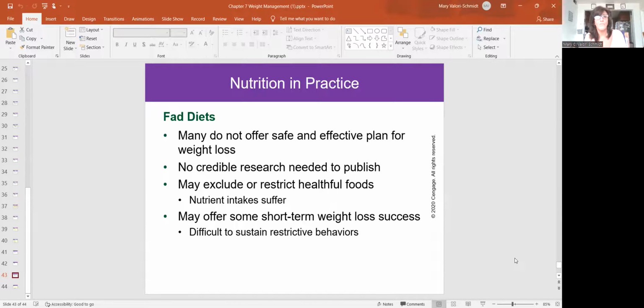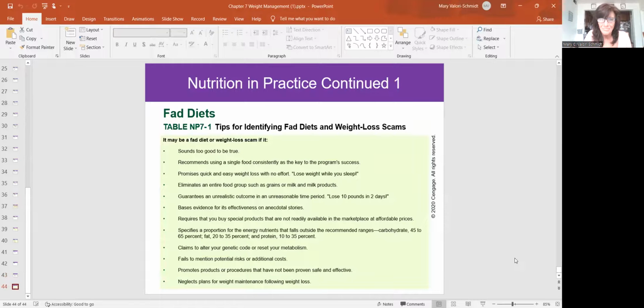So, oh, you know, if I eliminate carbs, my body's going to burn fat. And then you're going to go into ketoacidosis. Believe me, it's dangerous. And anything that guarantees you're going to lose the weight that you want in 2 weeks, they're lying. Okay.